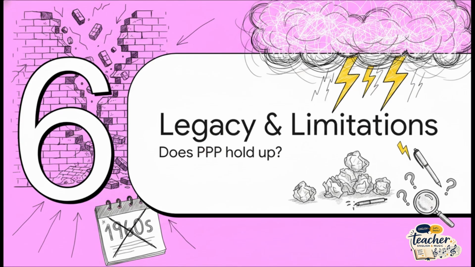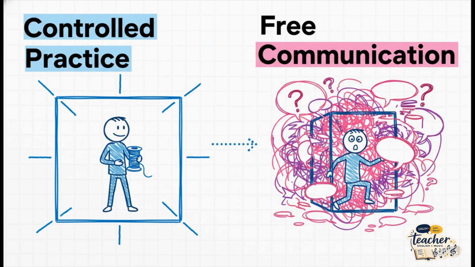Which brings us to our final part, Section 6, Legacy and Limitations. Does PPP still hold up today? It is undeniably an incredibly focused way to teach the mechanics of a language. But to see the whole picture, we have to look at the massive backlash this method faced in the mid-1960s. Despite its worldwide popularity, applied linguists eventually hit a wall. They started noticing a glaring flaw: the transfer problem.